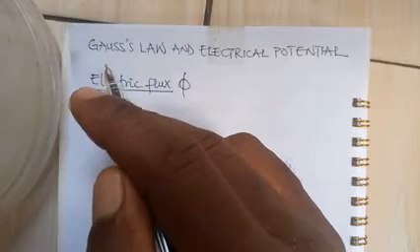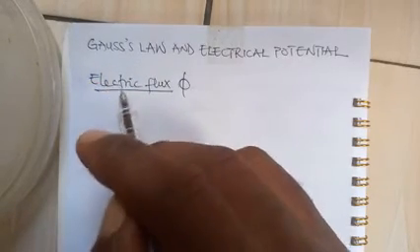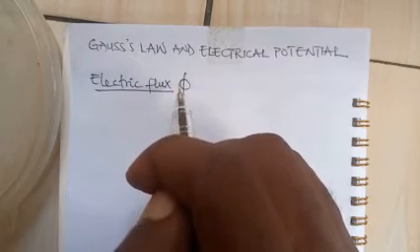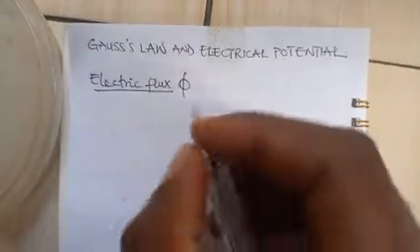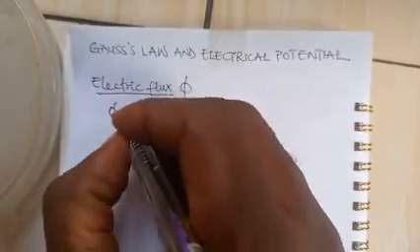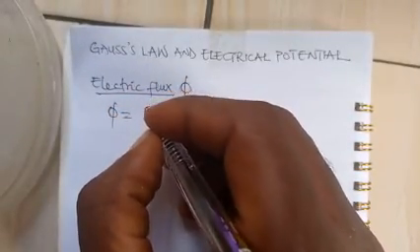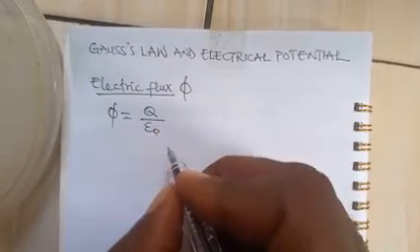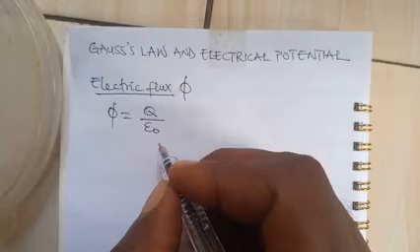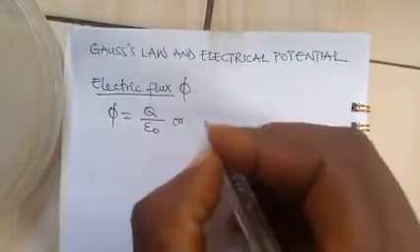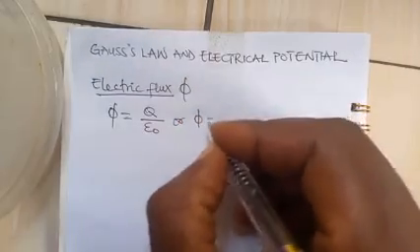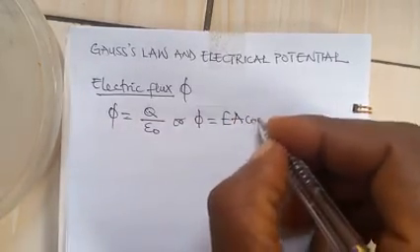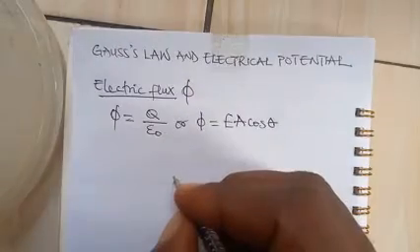Okay, but before we go into Gauss's Law proper, let's just look at electric flux. We use the symbol phi to denote electric flux. Phi on its own is given as charge Q over the permittivity of free space. You can also represent phi as electric field times area times cos theta, where theta is the angle.